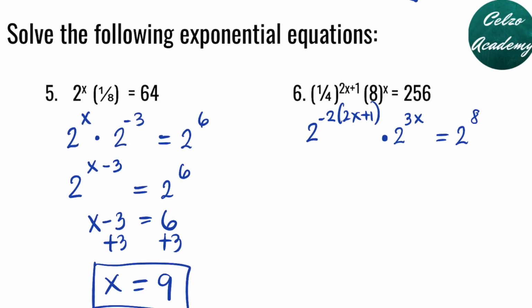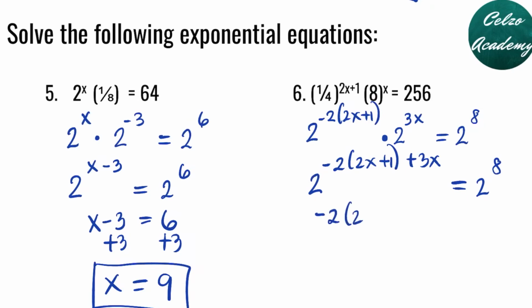Simplifying the left side using the laws of exponent, we need to add the exponents. So we have base 2 to the power of negative 2 times 2x plus 1 plus 3x is equal to 2 to the power of 8. Now we can set up an equation for the exponent. We have negative 2 times 2x plus 1 plus 3x is equal to 8.